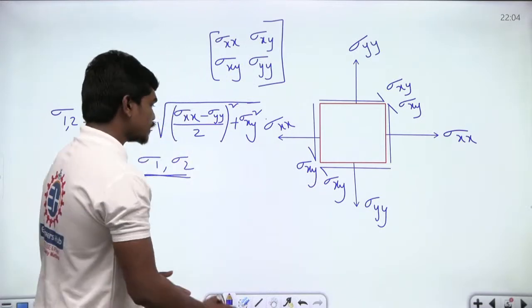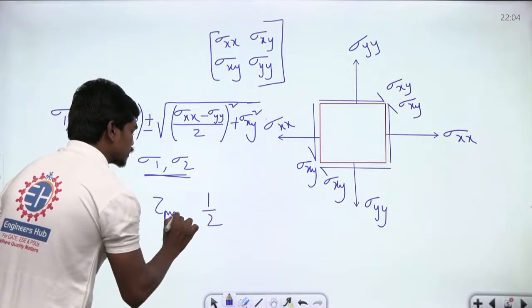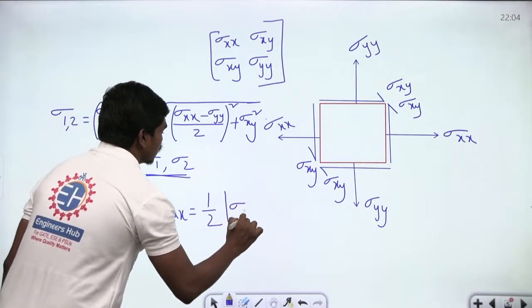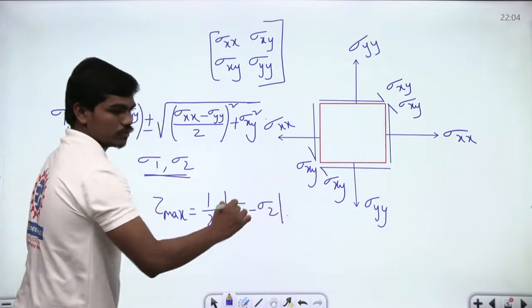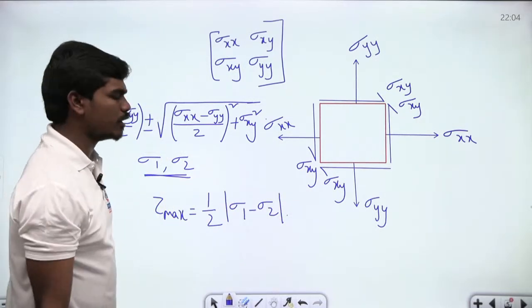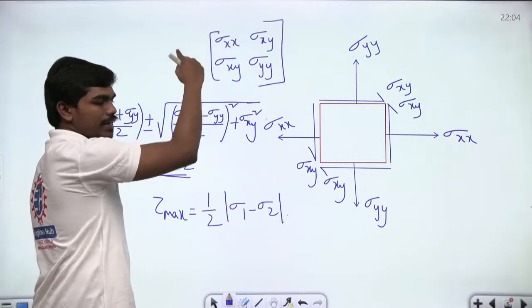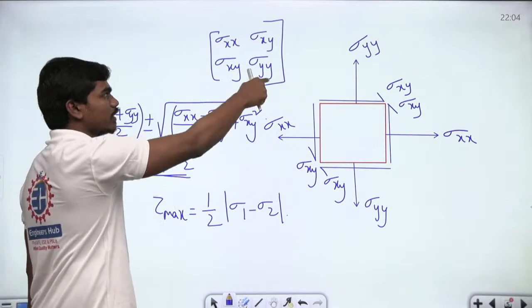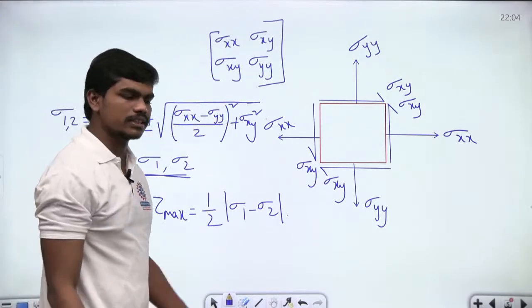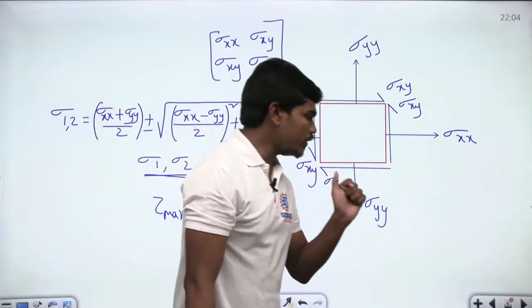Now, what is the radius of Mohr circle? The radius of Mohr circle is nothing but tau max is equal to half magnitude of sigma 1 minus sigma 2. Correct? Sigma x plus sigma y is equal to sigma 1 plus sigma 2, because you know the sum of two eigenvalues of a matrix is nothing but the trace of the matrix. So sigma 1 plus sigma 2 will be equal to sigma xx plus sigma yy. This is clear.